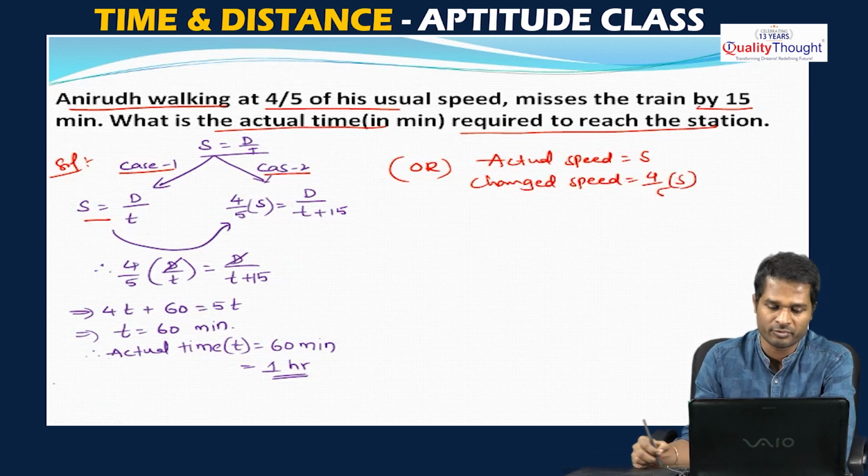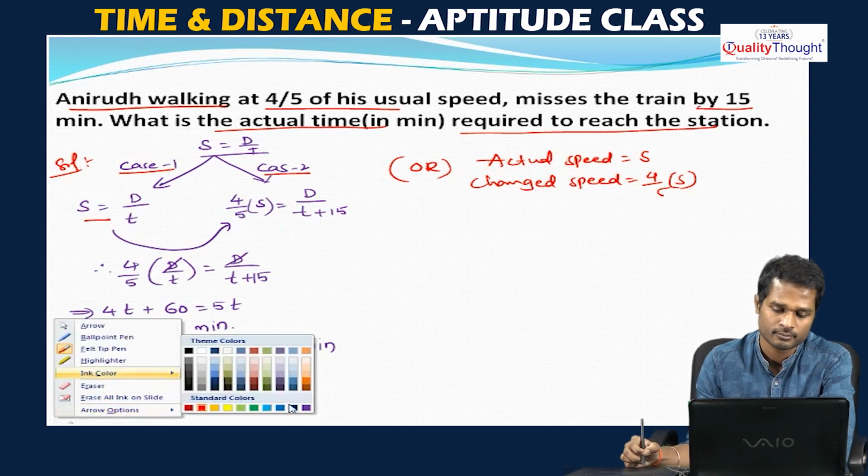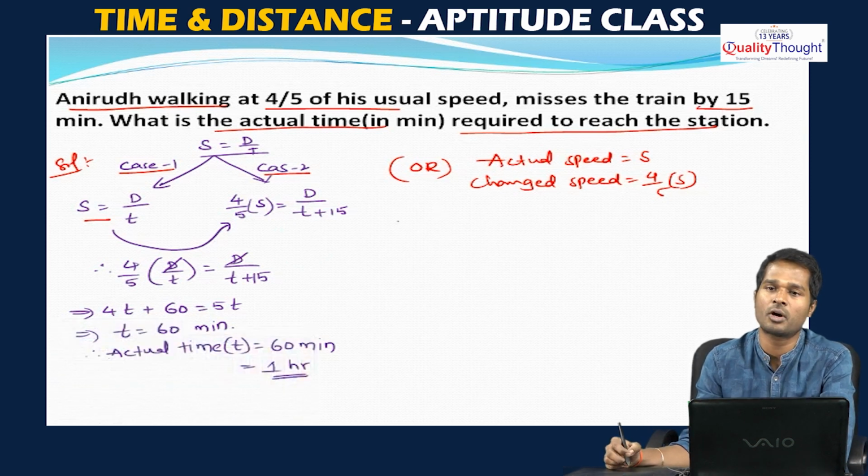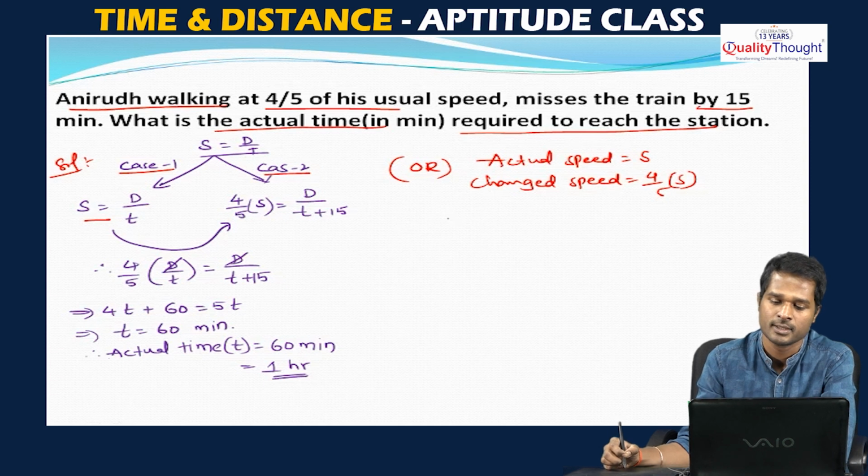Now let's see what we can write here. We can write the ratio of the speeds. So I'll write the speeds ratio.